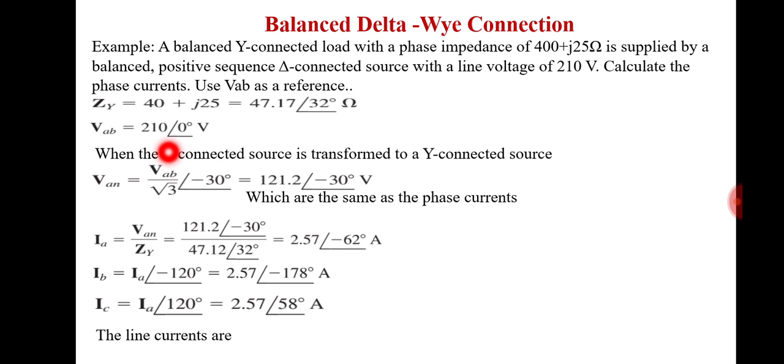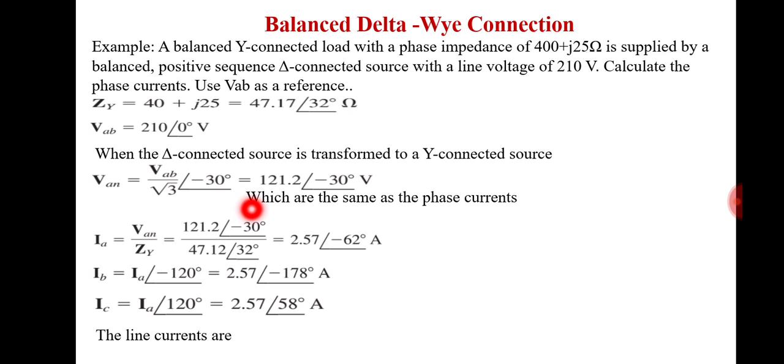Now ZY is equal to 40 plus j25. So here value becomes 47.17 with angle 32 degree. And VAB is equal to 210 with angle 0 degree. When the delta connected source is transferred to a star connected source, VAN is equal to VAB divided by root 3 with angle minus 30 degree.